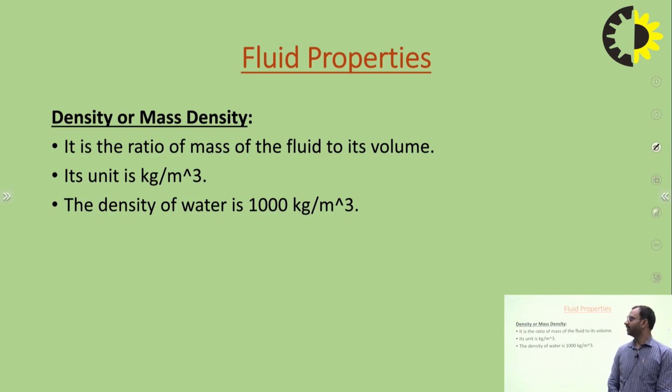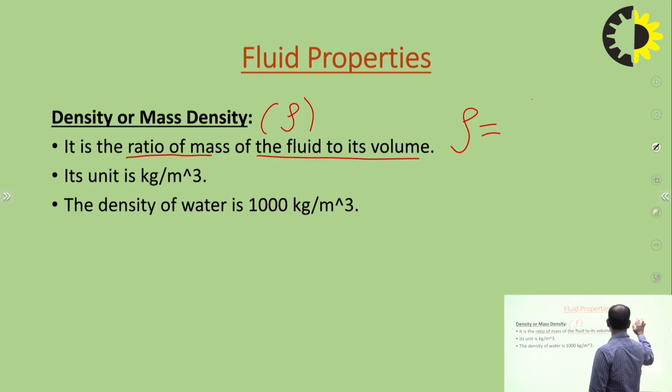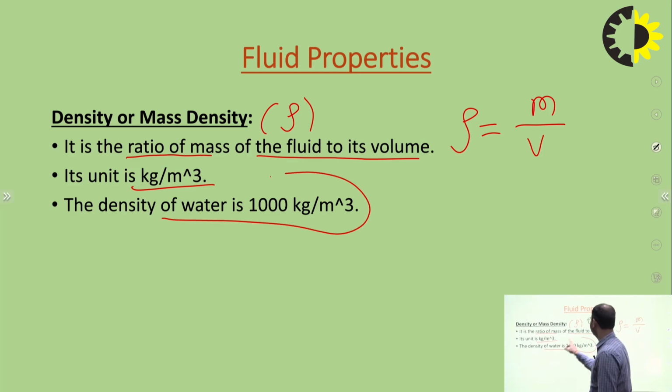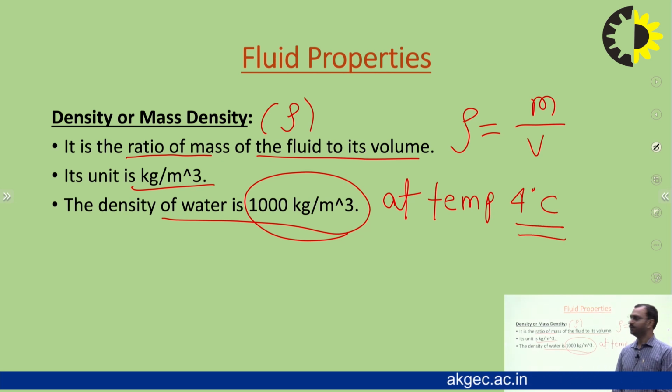Now I will discuss fluid properties in subsequent slides. The first property is density or mass density. It is denoted by the symbol rho. What is density? It is the ratio of mass of the fluid to its volume, that is, mass of the fluid divided by its volume V. Its unit is kg per meter cube, and the density of water is 1000 kg per meter cube at a temperature of 4 degree Celsius.